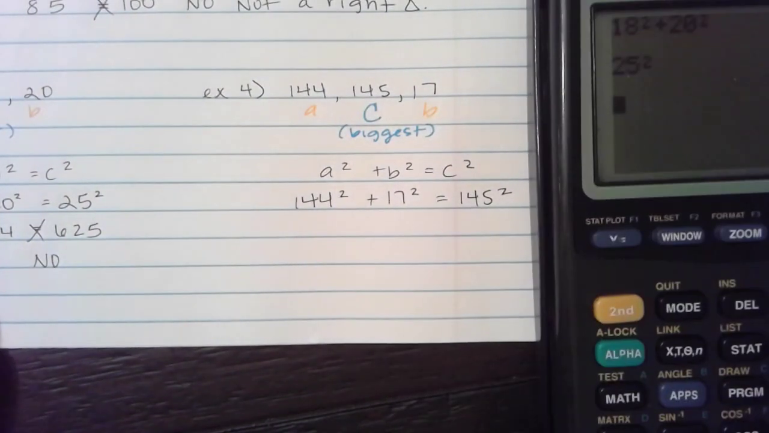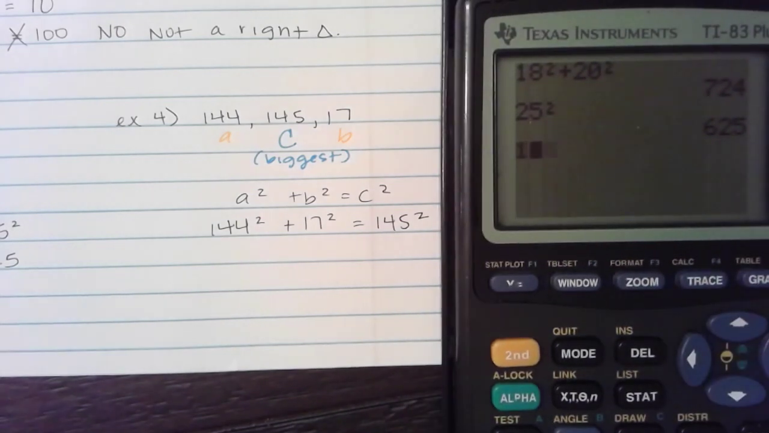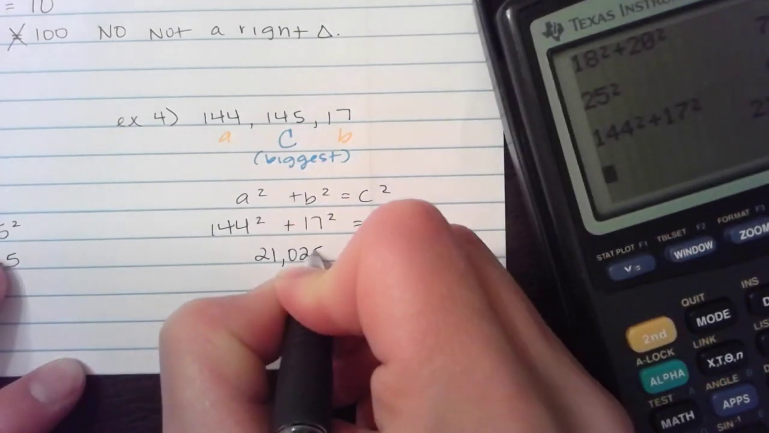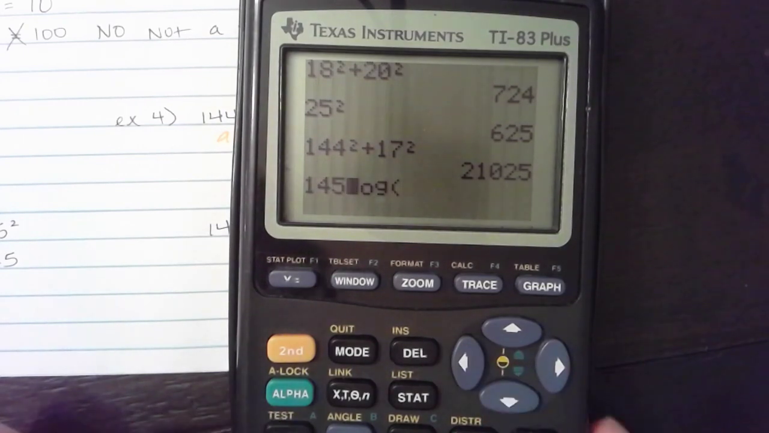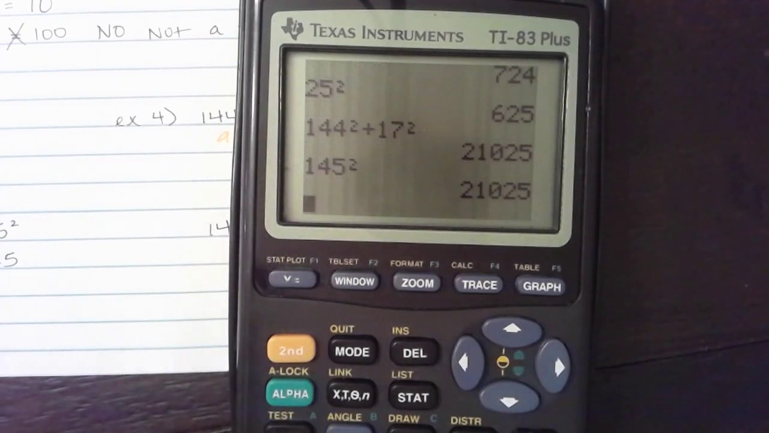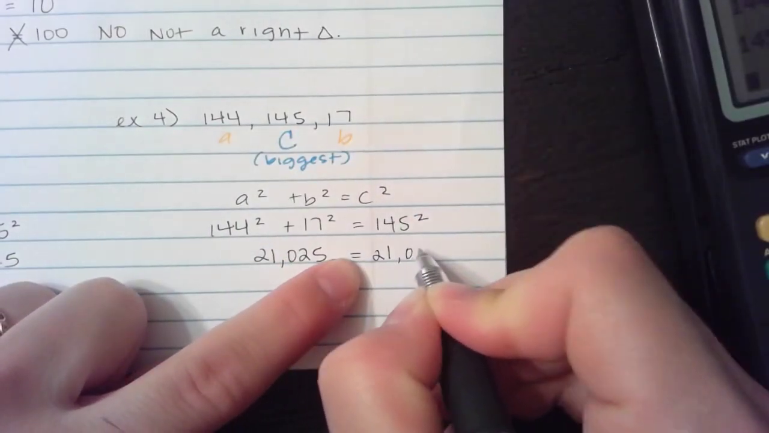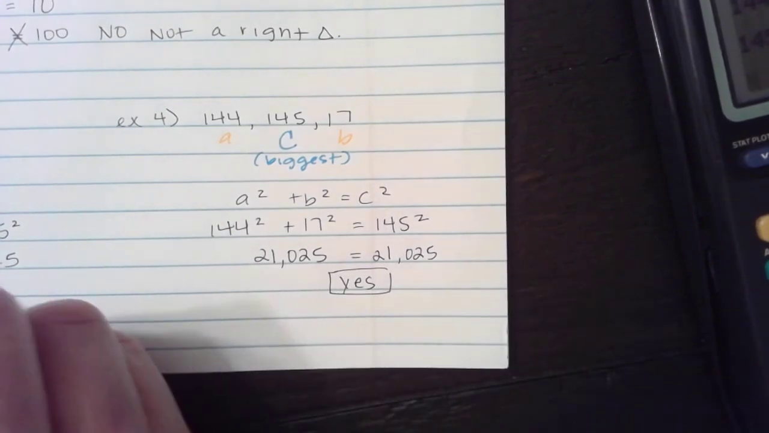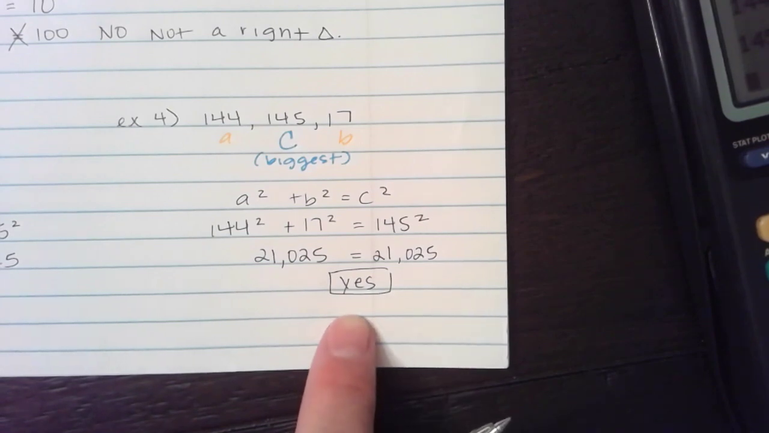And again, I'm not even going to type in 144 squared by itself. I'm going to type in 144 squared plus 17 squared, and that is 21,025. And guess what? I think, oopsies, I was right. Yep, so 145 squared is also 21,025. So yes, if I was to create a triangle with these three side lengths, they would end up making a right triangle.